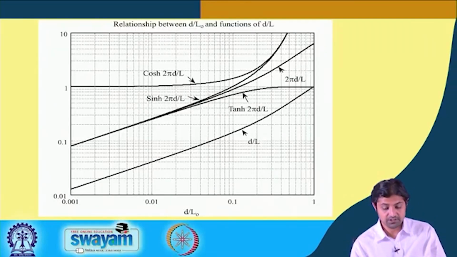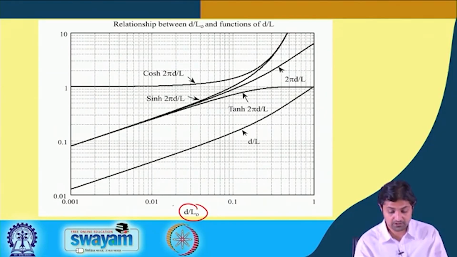So, this is the curve which denotes the relationship between d by L and d by L naught. Okay. The right hand side shows d by L naught.